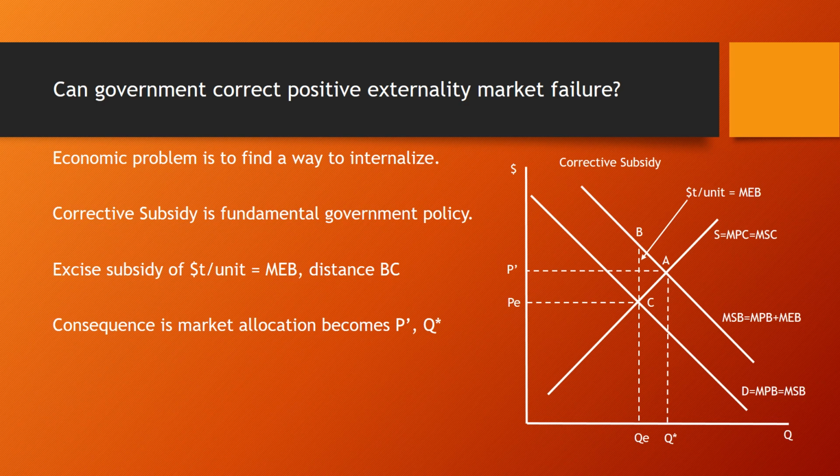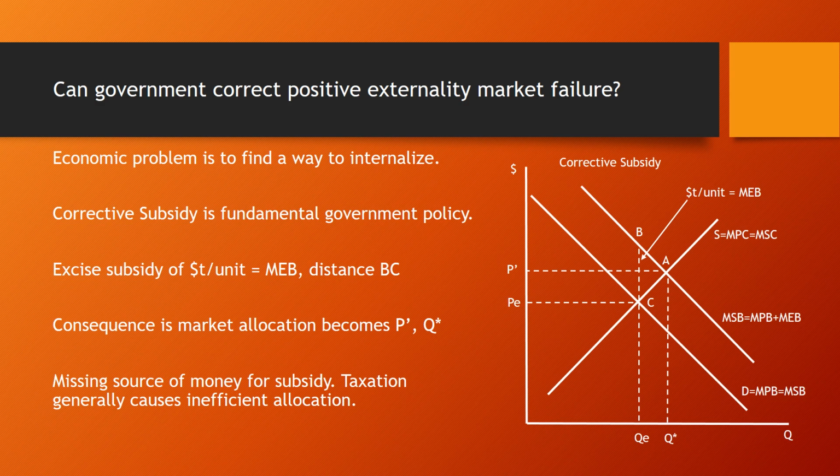This means that after the subsidy is offered, the market equilibrium quantity becomes Q star. In this case, there is also an increase in market price from PE to P prime. The corrective subsidy internalizes the marginal external benefit and the market allocation becomes the efficient quantity of output. The market failure is thereby corrected.